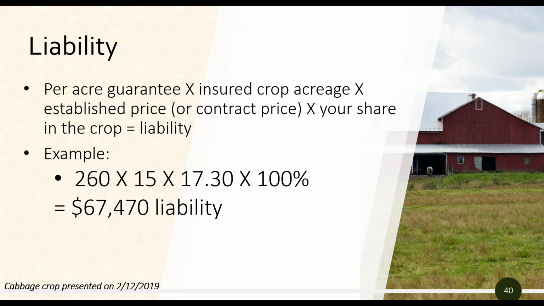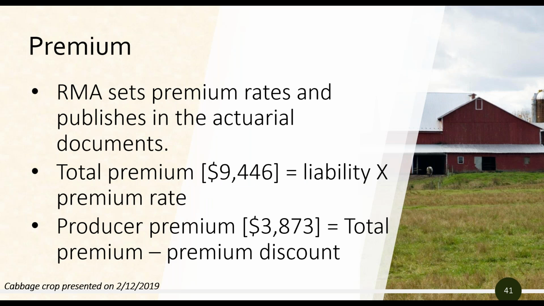The 260 acre guarantee, remember that comes from the previous slide. We take that and multiply it times 15 acres, multiply by the price election established by the Risk Management Agency of $17.30. And that's the price election for 2019, by the way. And you want to multiply that times your share in the crop to come up with the $67,407 worth of liability. Let's take that one step further and talk about premium.